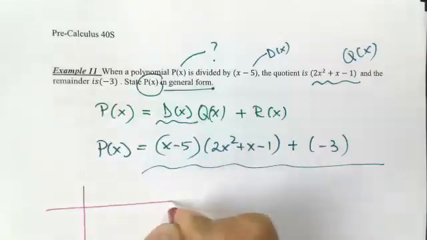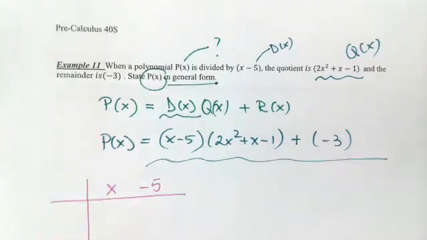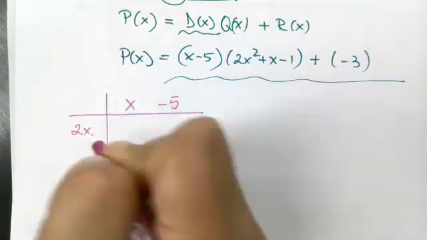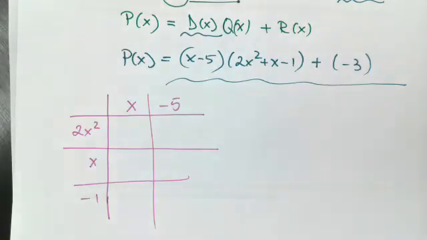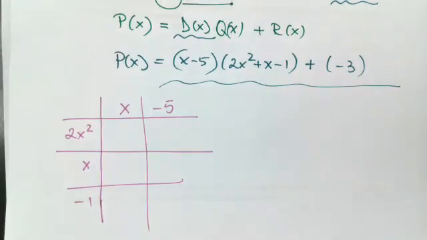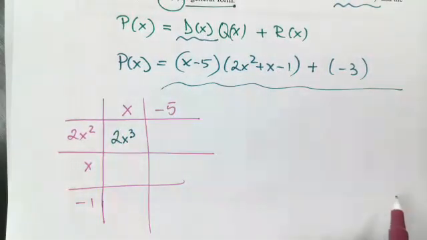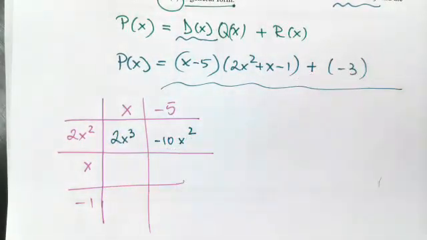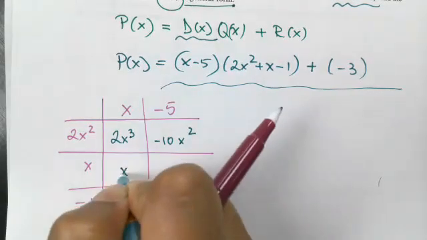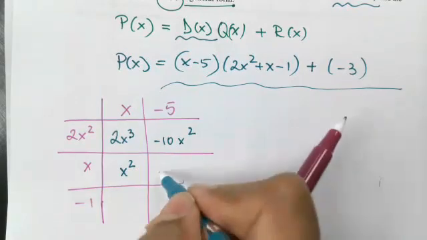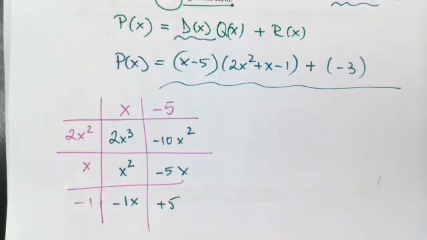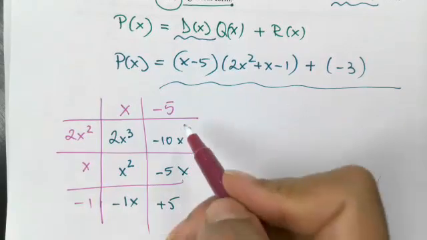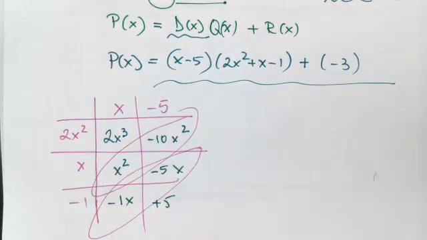So the grid method is going to be like this: x and minus 5, and then 2x squared, x, -1, like that. So we're going to have our 2x cubed, -10x squared, x squared, -5x, -1x, and +5. Like terms, like terms.